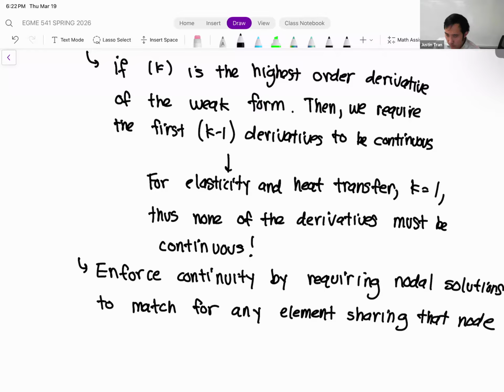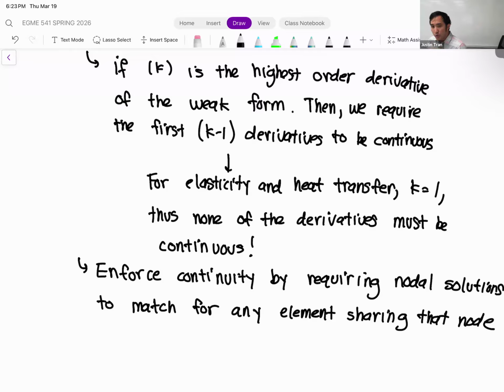Okay. So for every element that shares a particular node, in 1D, it's only going to be two elements because you can only make so many element shapes in 1D, right? So for both of the elements that share a particular node in 1D, they have to have the same nodal solutions at those nodes. In 2D and 3D, it does get a bit more complicated. You do get situations where you can have 3, 4, 5, 6 elements that share a particular node, and so that does get more complicated. We'll cross that bridge when we get there.